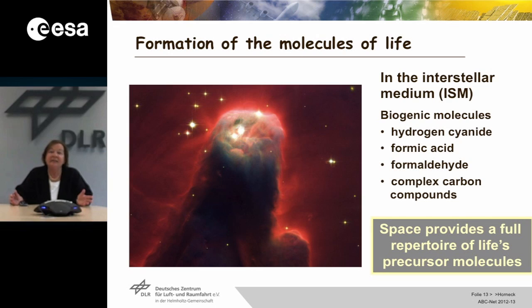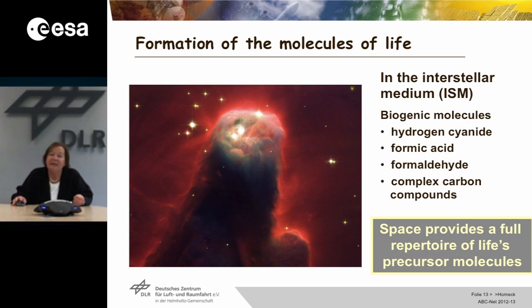And many of these molecules have been identified by telescopes now. And some of the most important are hydrogen cyanide, formic acid, formaldehyde, complex carbon compounds. These molecules look as if they are poisonous, but actually they give rise to different important biological molecules like the amino acids and the sugars.